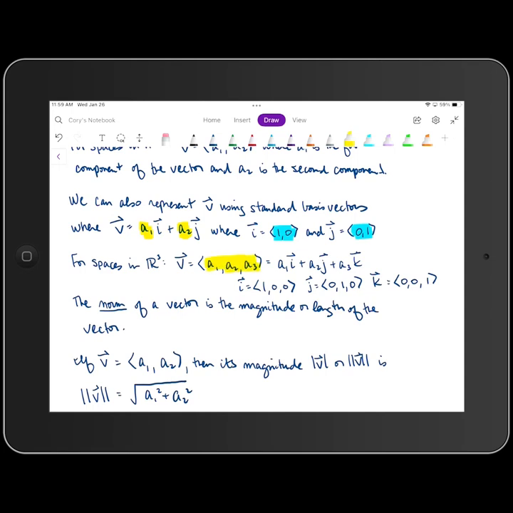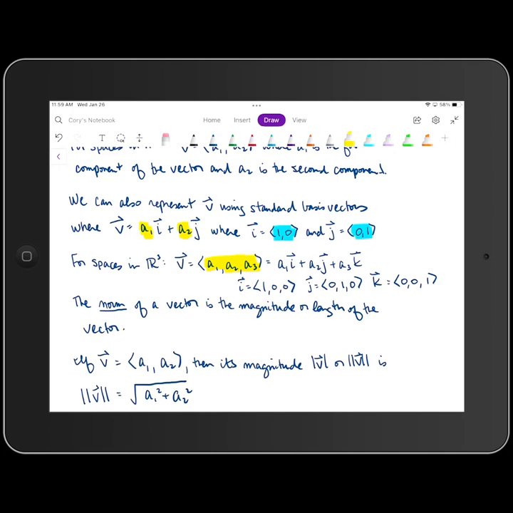Okay, so a term that you hear used quite frequently with vectors is the norm of a vector. So when you see the norm of a vector, that is synonymous with the magnitude or length of the vector. So the norm of the vector, the magnitude of the vector, the length of the vector all mean the same thing.